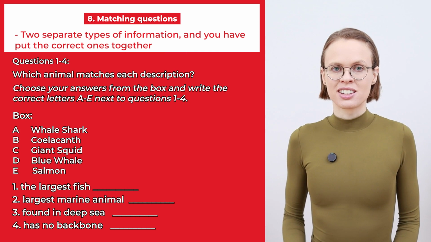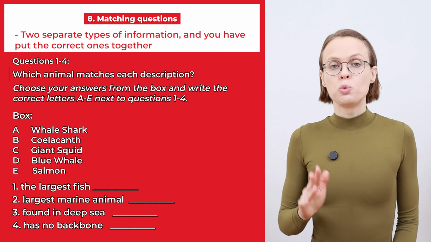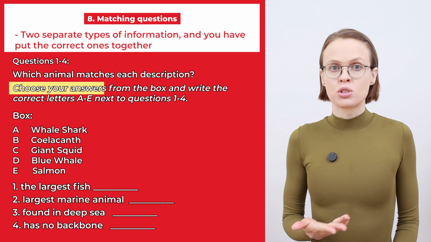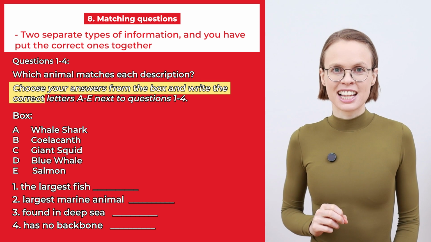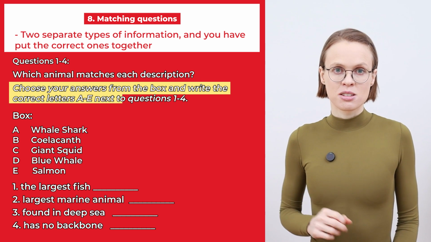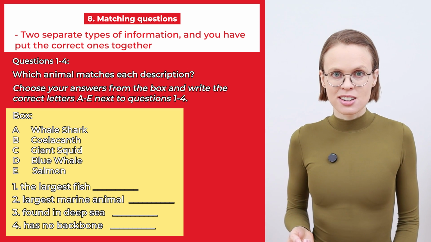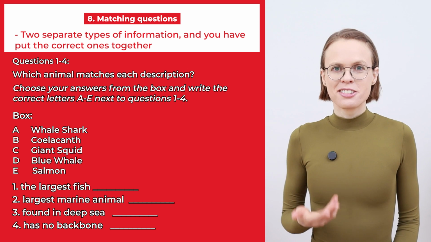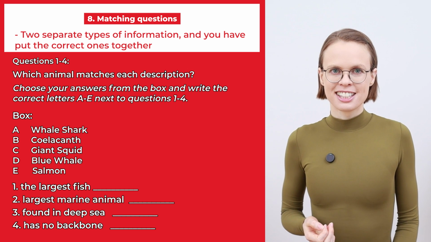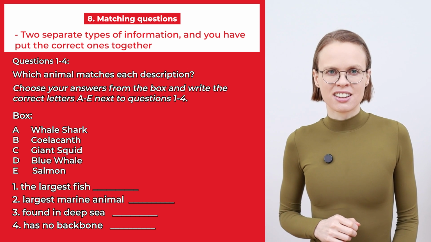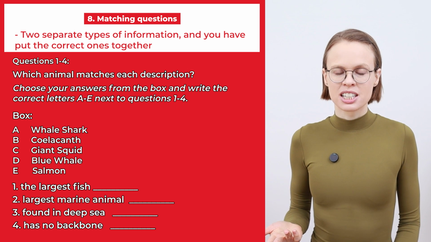Here's a matching question. Questions 1 to 4. Which animal matches each description? Choose your answers from the box and write the correct letters A to E next to questions 1 to 4. And then you can see a box with answer choices and the questions. You have to pay a lot of attention to the listening to answer these questions, but they really aren't any harder than a multiple choice question.